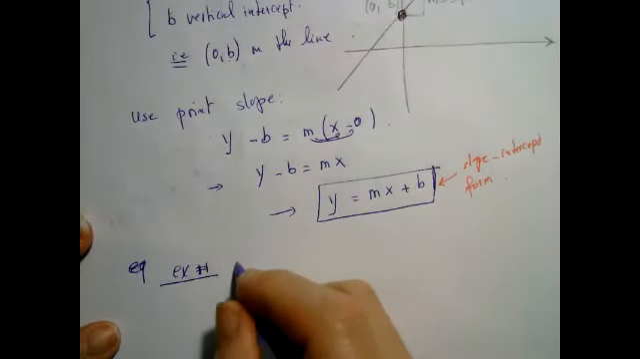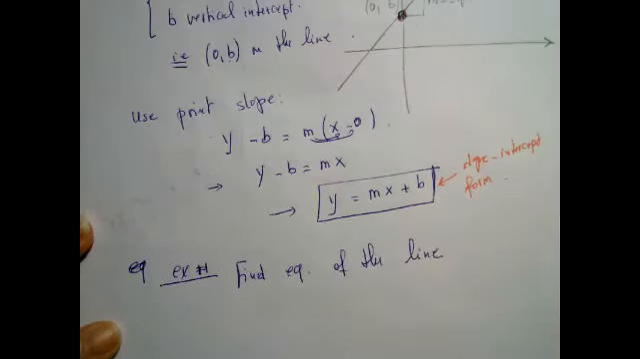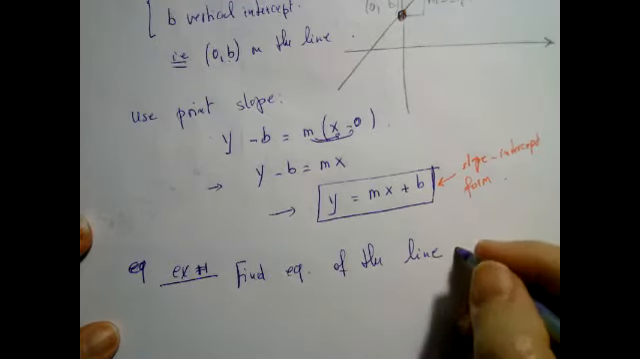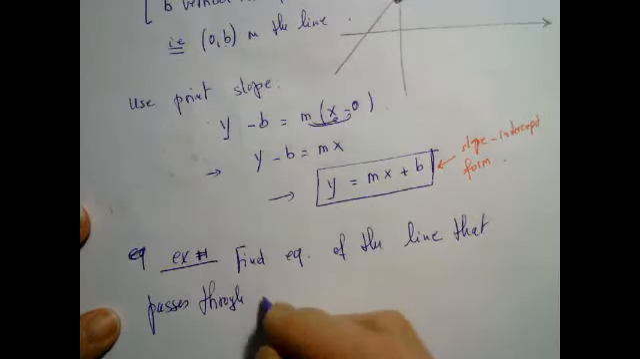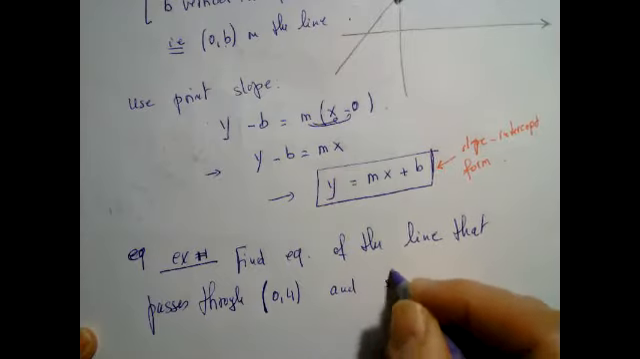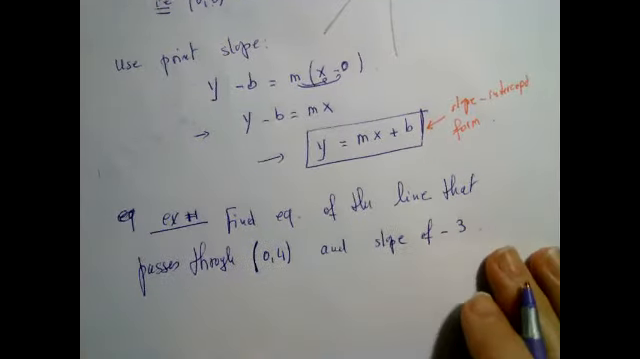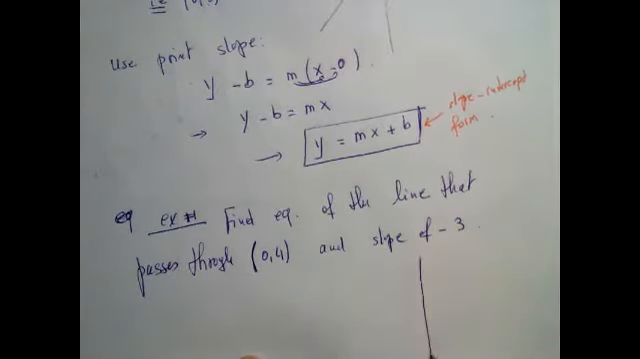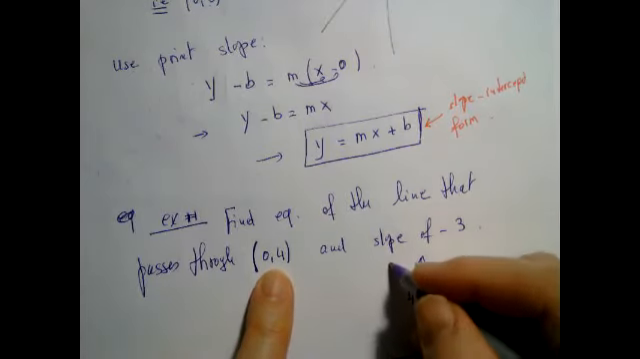Okay. Find the equation of the line with slope -3 that passes through the point (0, 4). So basically, what does it mean? What is the point here? (0, 4) is basically the intercept. And -3 is just the slope. So that's really my line.